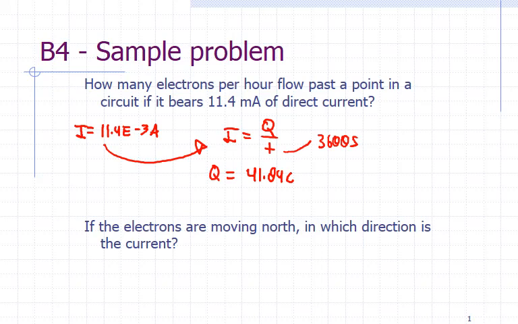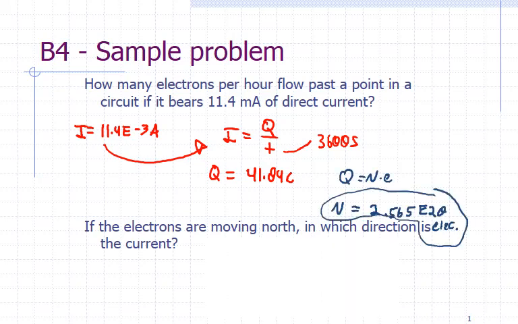All right, so we know the current and we know the time. We're going to have 41.04 coulombs passing through in an hour. And we know the charge of one electron, so we can divide that out, and this is how many electrons it'll take. A lot of electrons to make that amount of charge: 2.565 times 10 to the 20th electrons. So if the electrons are moving north, we want to find the direction of the current. The direction of the current would therefore be south.